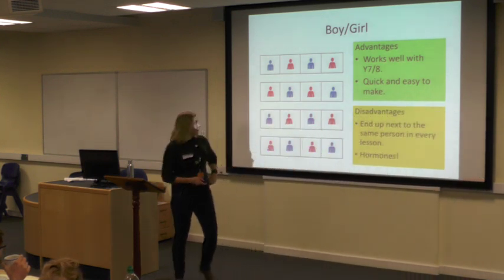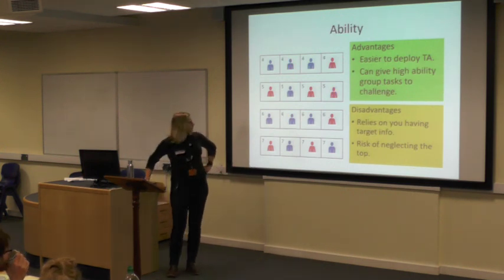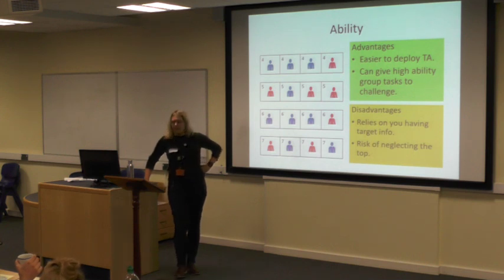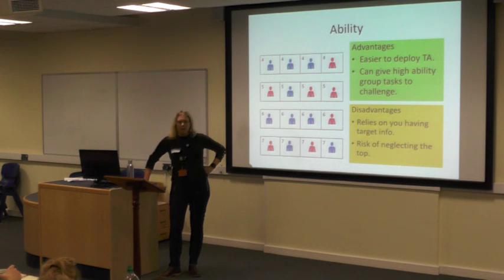When you get to know them a little bit better, you can mix it up a bit, so you can look at ability then. When you've got target grades, you can sit them accordingly. I normally put my 4s at the front, 7s at the back. That means you can deploy your TA a little bit easier. If you've got your high ability at the back, you can give them extra tasks to do.